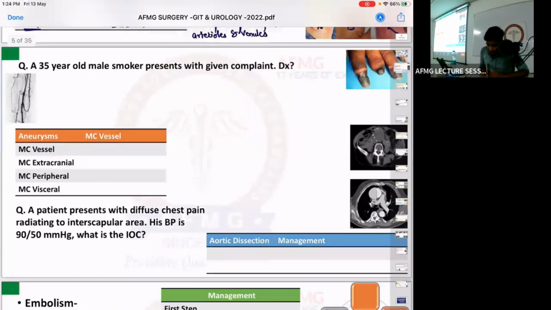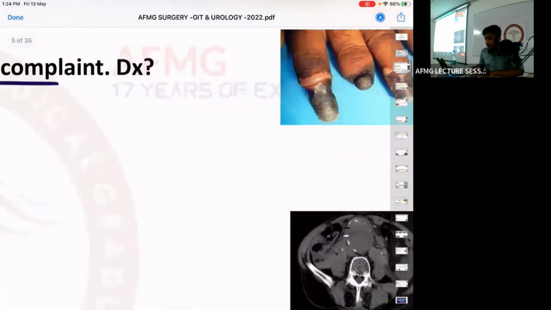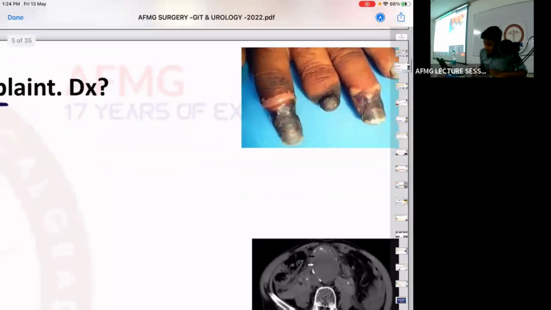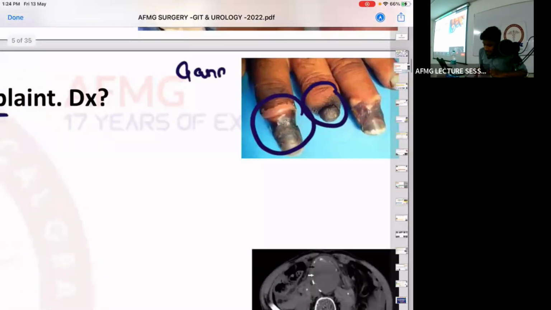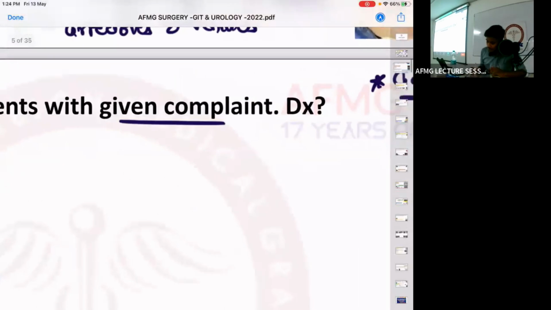A 35-year-old male smoker presents to you with given complaint. What is the diagnosis? So this was the image that came earlier. What you can see in this fingertips? Gangrene. क्या हुआ है fingertips में? Gangrene. And gangrene is due to decreased blood supply, and decreased blood supply is called ischemia. Okay. And if there is severe ischemia in the fingertips or in the end arteries, they will further progress to gangrene. Okay, याद रखना. So this is what is gangrene. And what is the diagnosis in this patient?